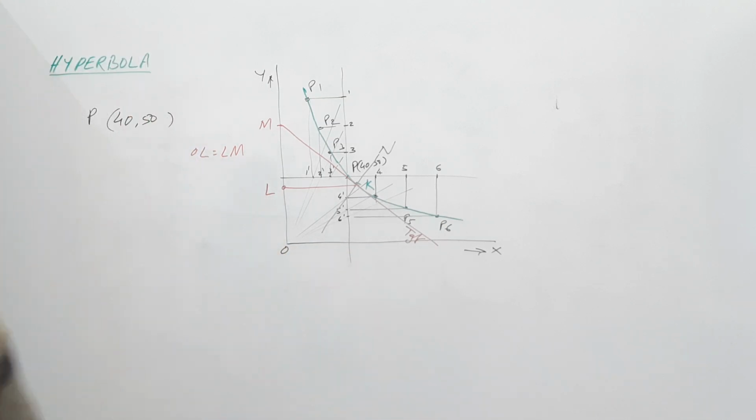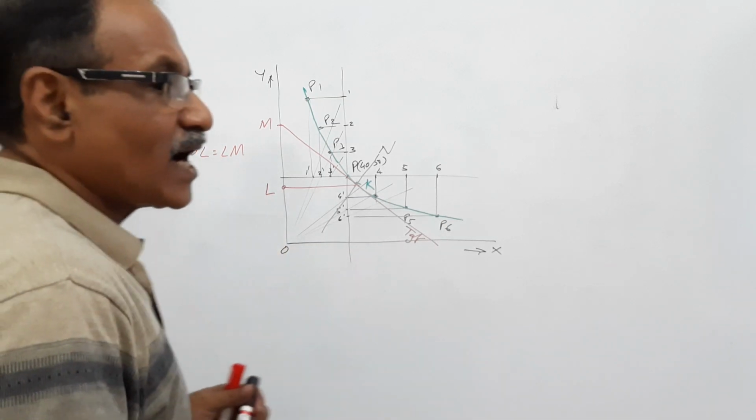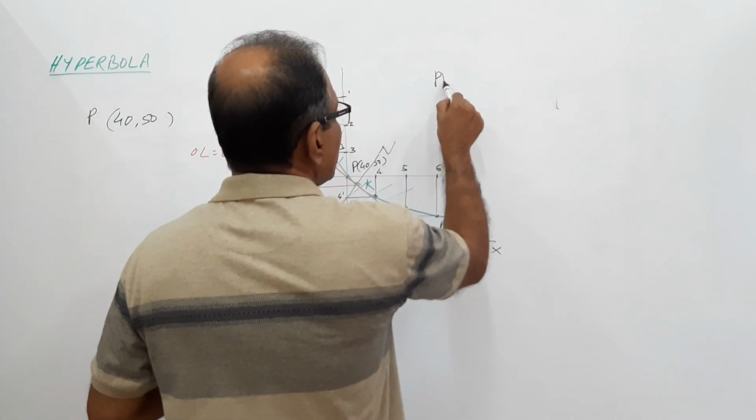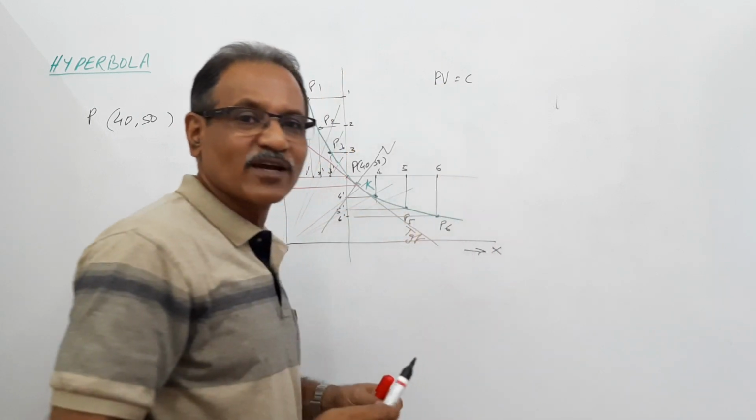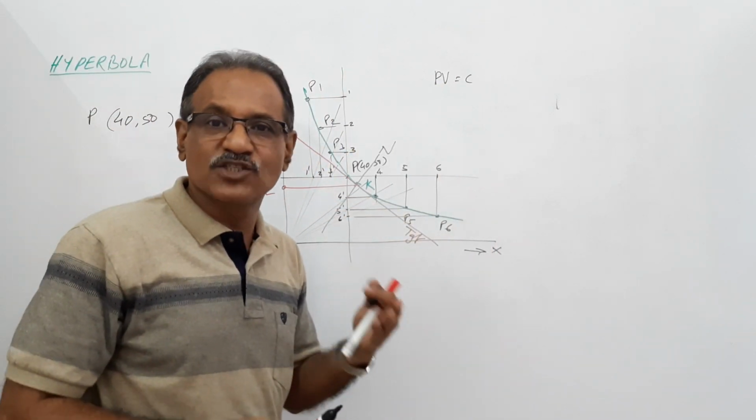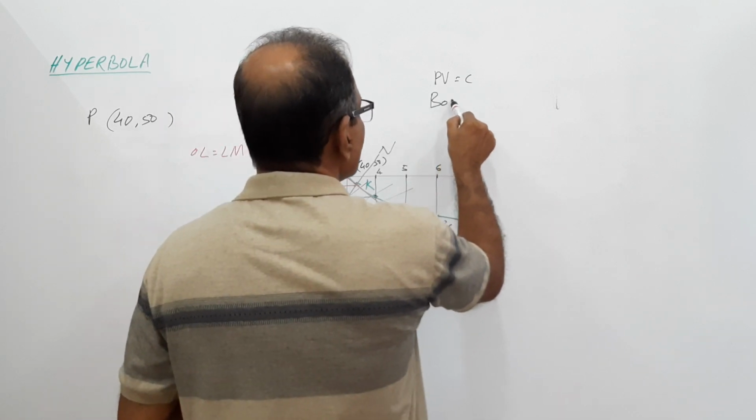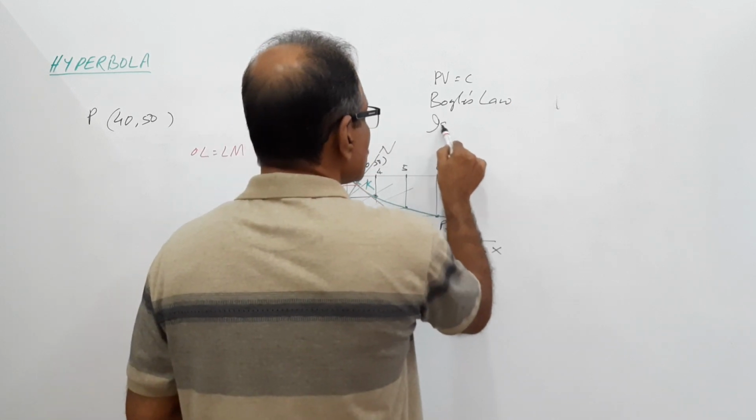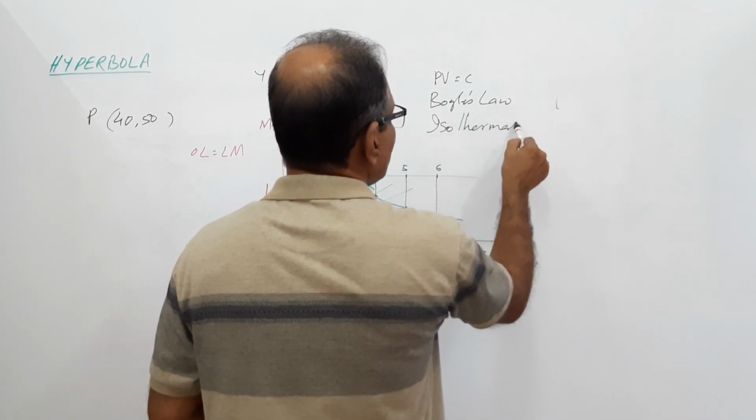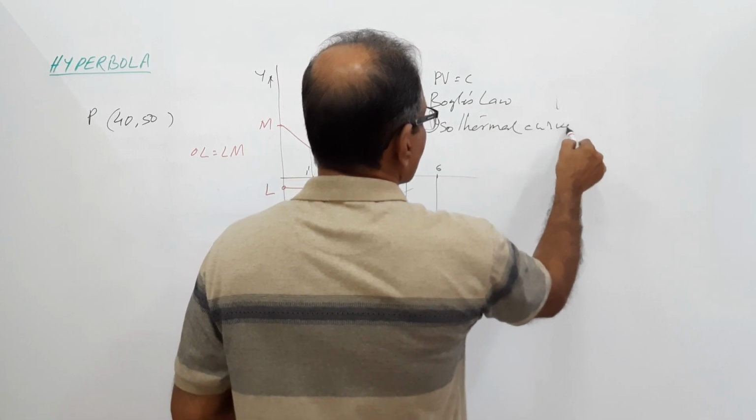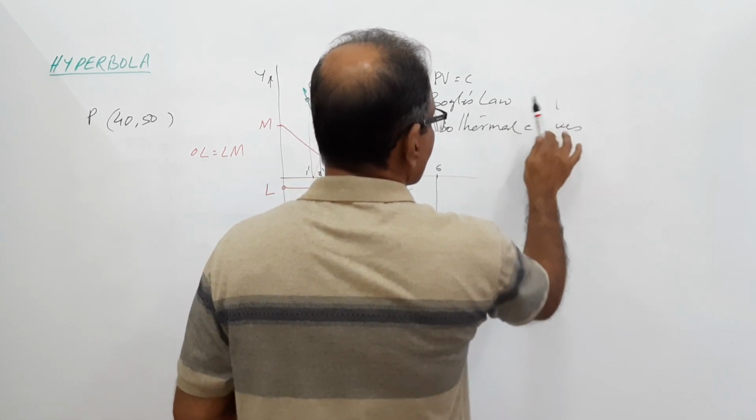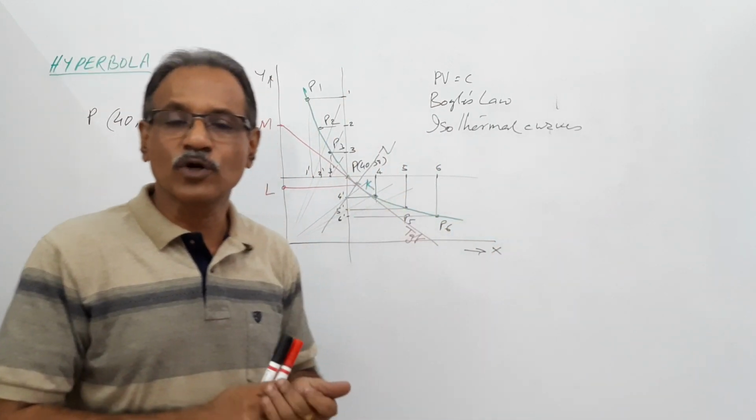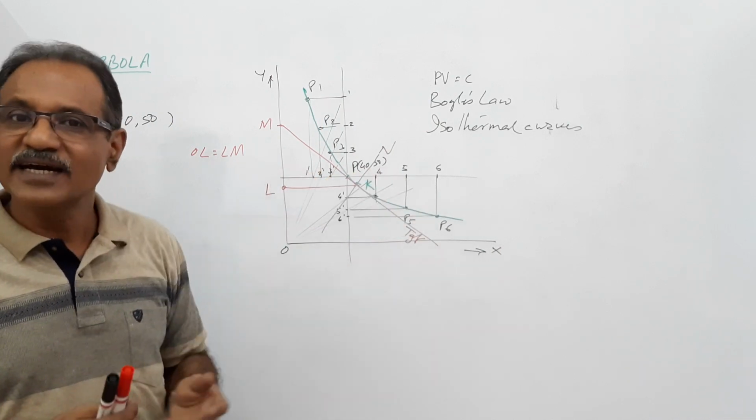Okay, now rectangular hyperbolas are very useful in engineering applications because you have PV equal to constant, pressure into volume equal to constant, in thermodynamics. That is Boyle's law. Agreed? Isothermal curves. All these are rectangular hyperbolas.